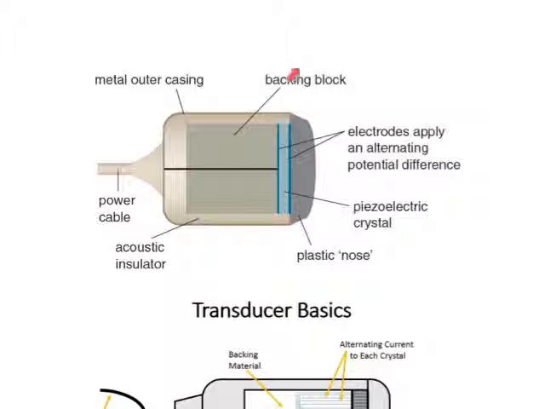Now the ultrasound is generated by a little object called a transducer. It's got a metal outer casing, an acoustic insulator so that the sound is directed through the front, the plastic nose. And at the front you also have electrodes that apply an alternating potential difference. That means that regularly, depending on the frequency that you want, but many times per second, the potential difference across the terminals will swap. And there you have your piezoelectric crystals.